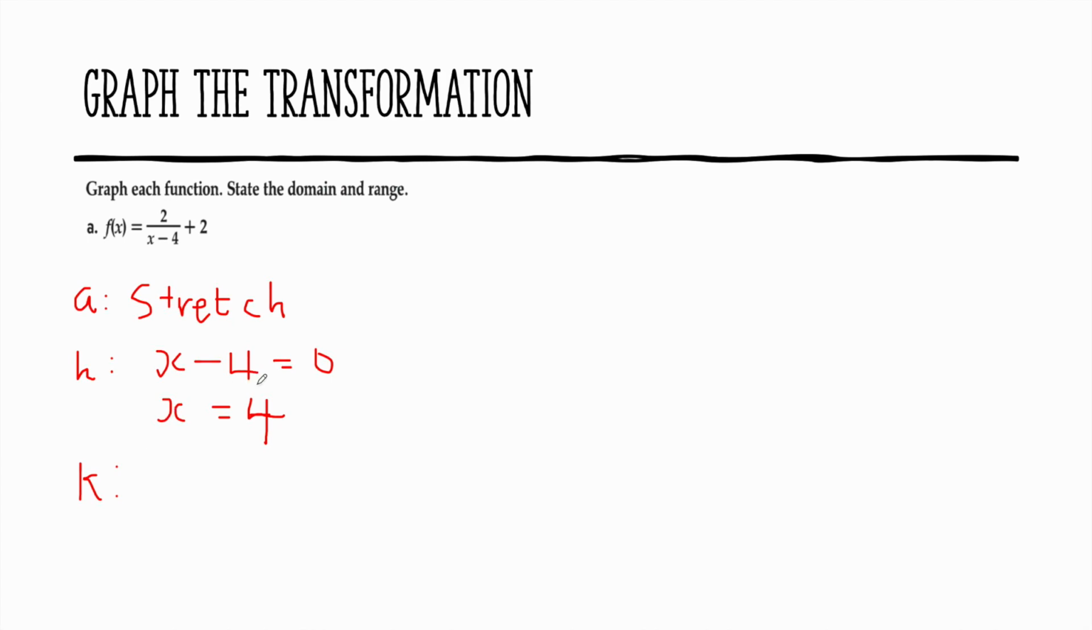Now I'll come to k. K is 2. So if it's 2, we'll say it's 2 units because it's positive, 2 units up. So our graph will move 2 units up. And here, because it's positive x, we will say it moved 4 units right. It moved 4 units to the right.